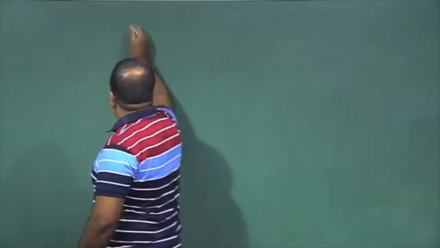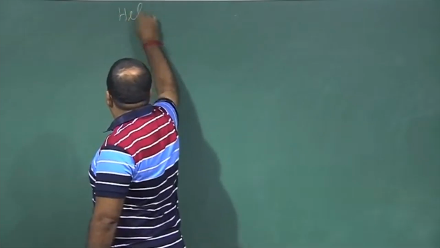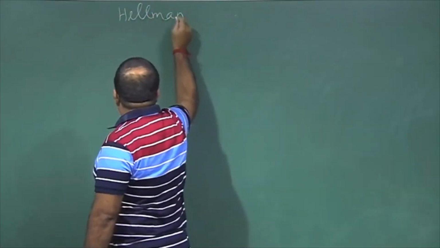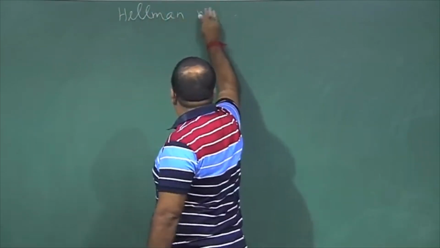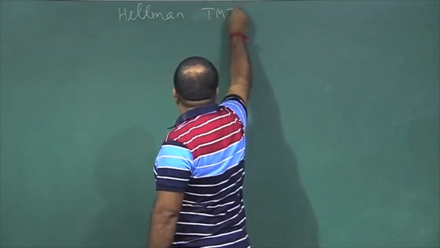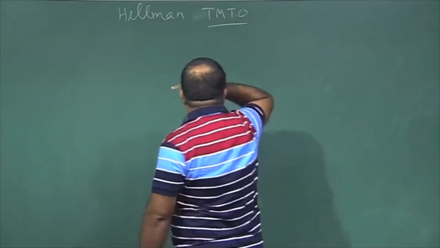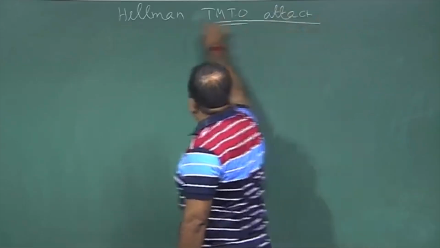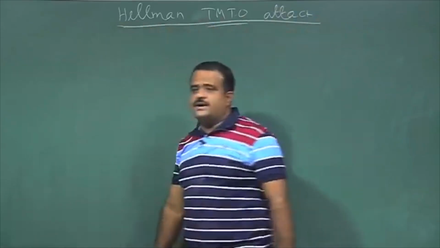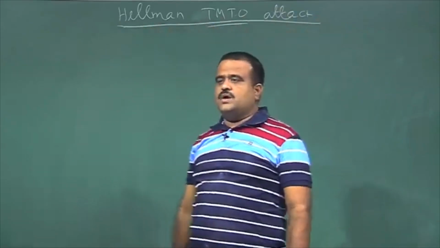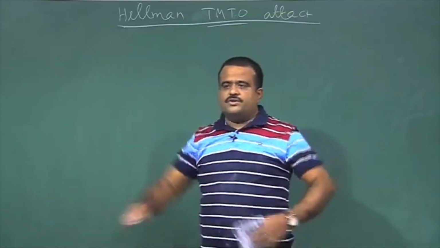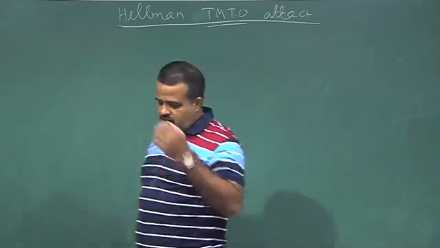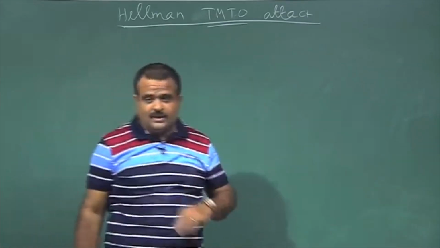Hellman method, you can write TMTO, time memory trade-off attack, to invert a one way function. So, we have a y. So, what is it doing? It has two phases, offline phase and online phase.